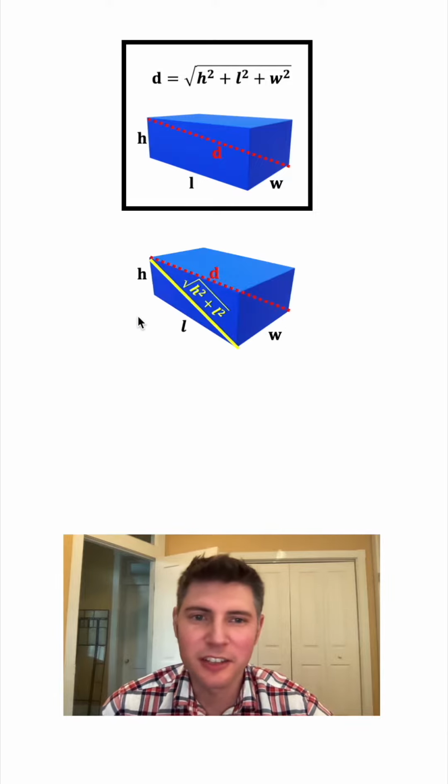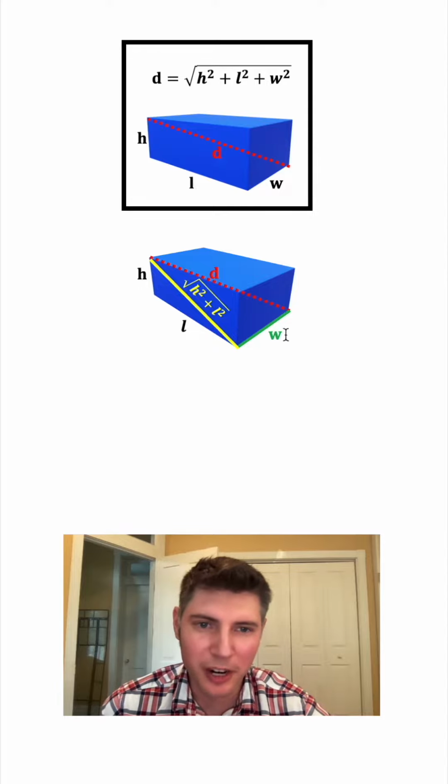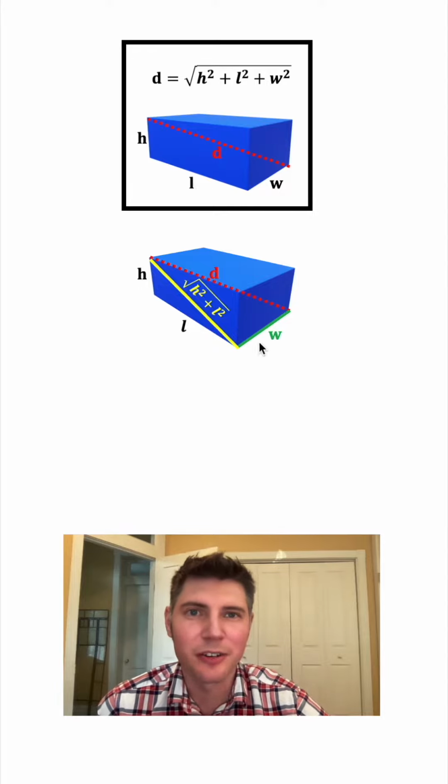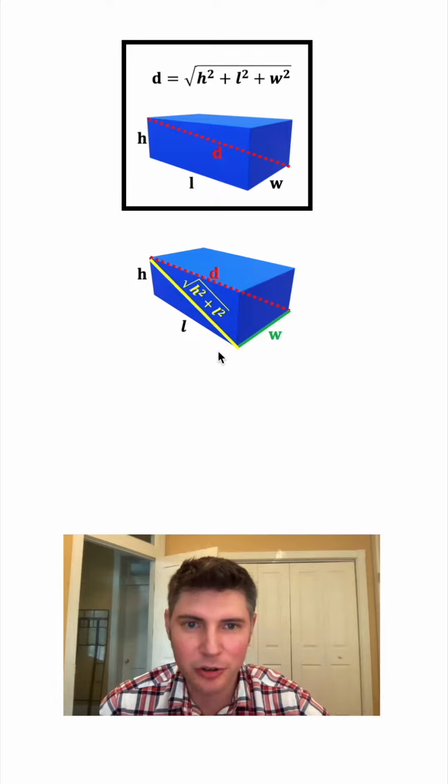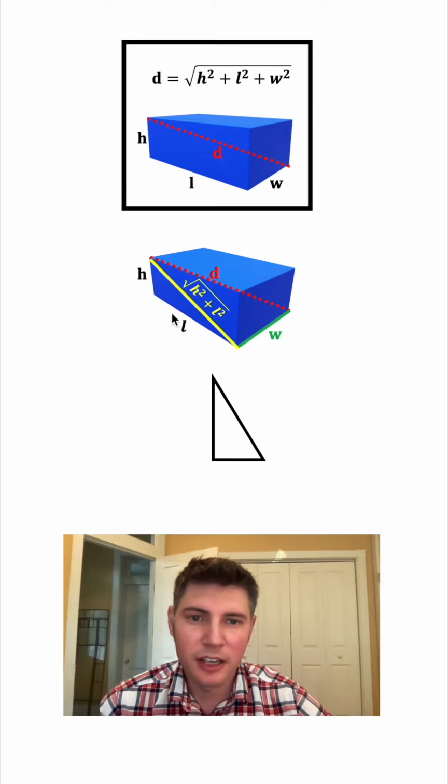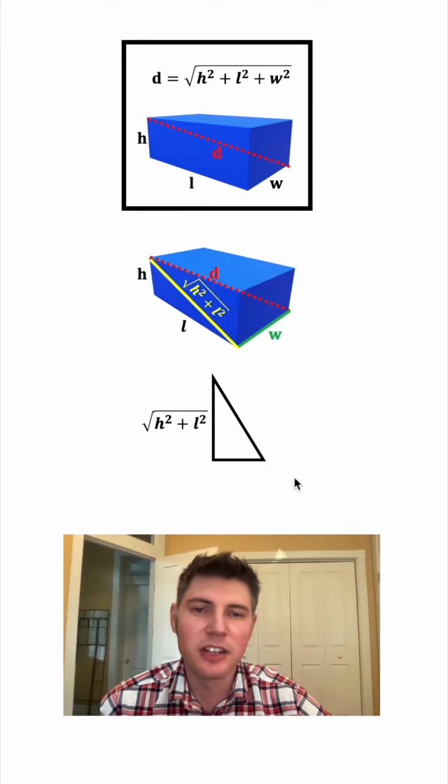Next, let's rotate things a little bit, and let's look at this w right here. W is just the base of this side right here. This also makes a right triangle. And if we pull that triangle out, it's going to have this square root of h squared plus l squared as this side here. It's going to have w as the bottom, and then it's going to have d as the hypotenuse.